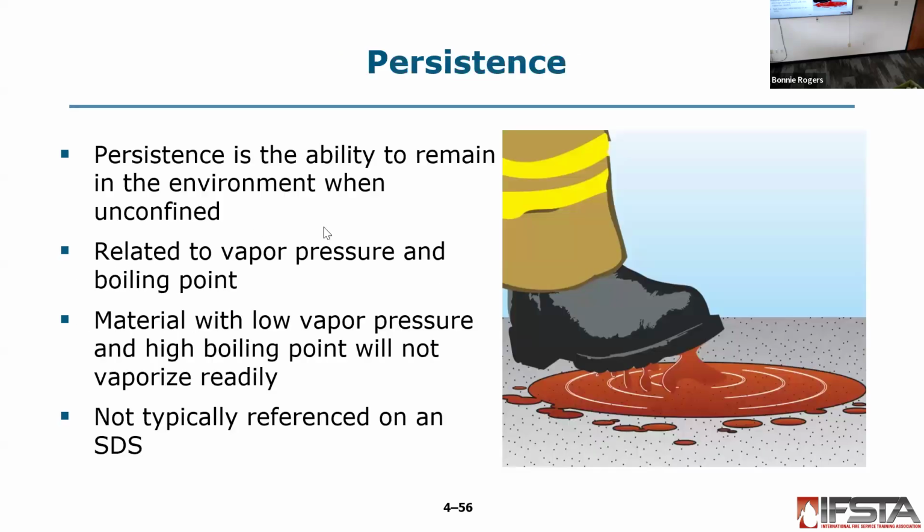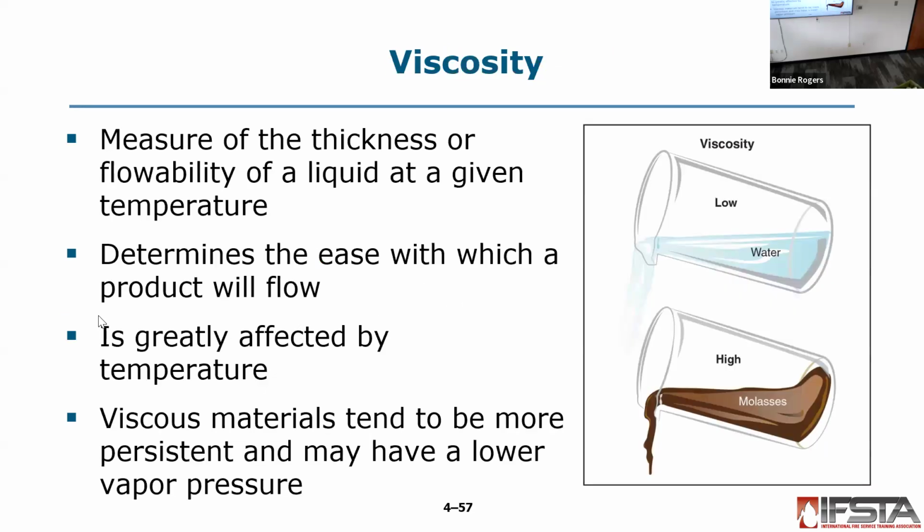Okay, so persistence is the ability to remain in the environment when unconfined. So molasses has higher persistence than water, more so than gasoline. It's not going to be referenced on an SDS typically. Okay, what's viscosity? The malleability of a material. Yeah, so it's like the thickness and flowability.